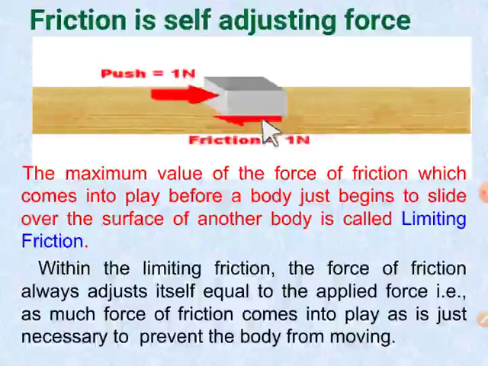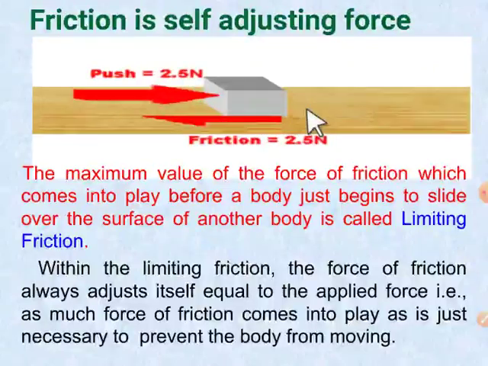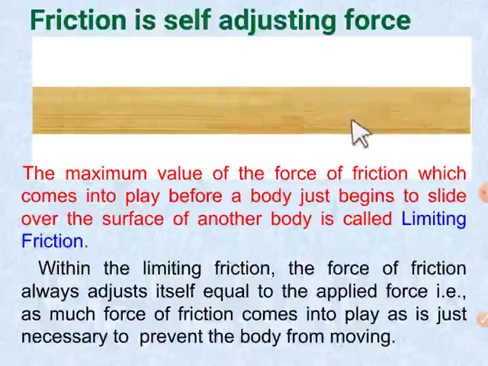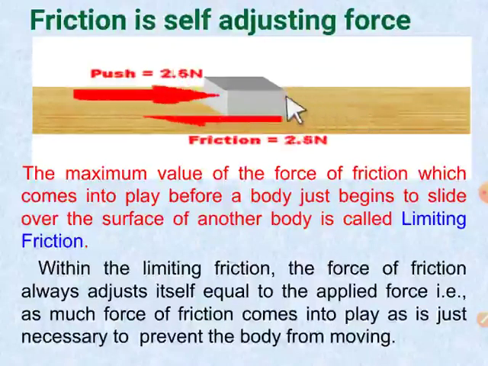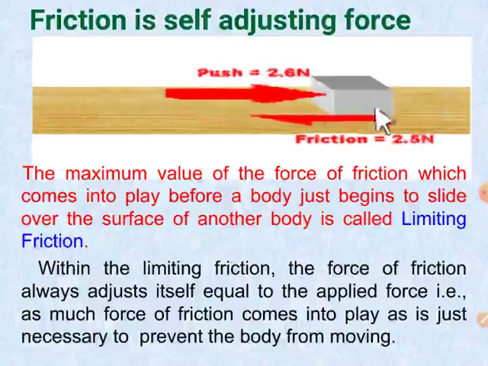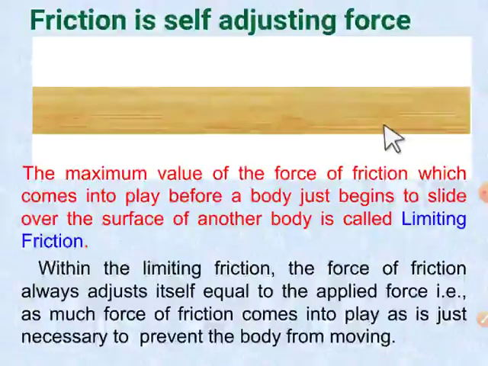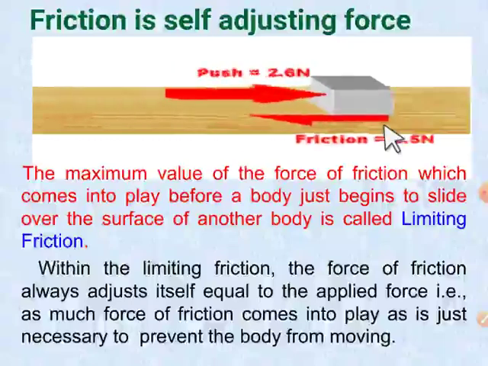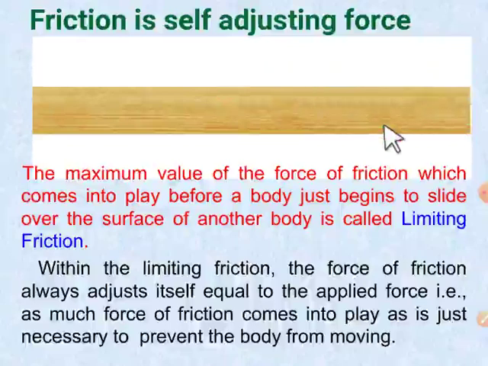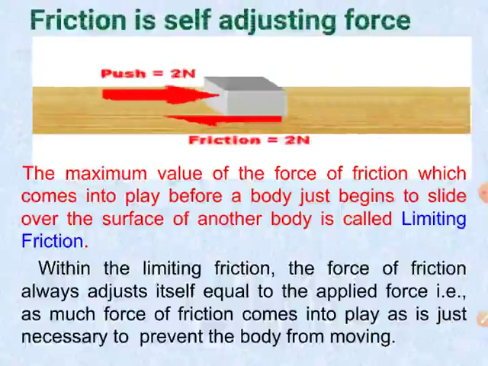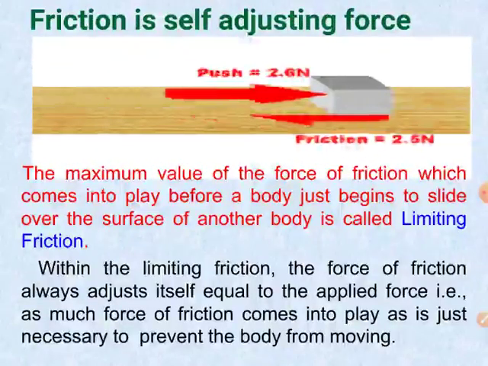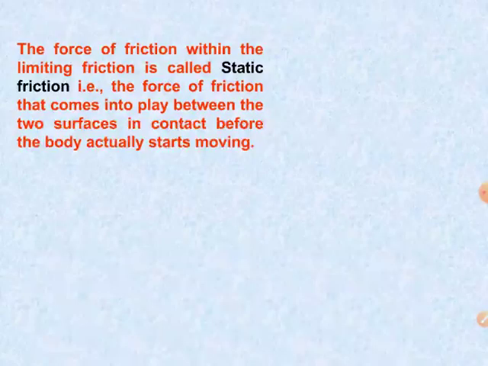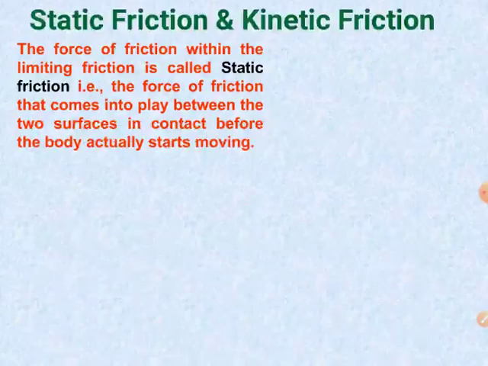Got it? But as soon as the body starts its motion, there is friction, no doubt, between the two surfaces in contact. When the body actually moves, there is also friction between them, and that type of friction, whenever there is relative motion between the two objects, is known as kinetic friction, also known as dynamic friction. Got it? That is what is said here. So let's see the next one, static friction and kinetic friction.